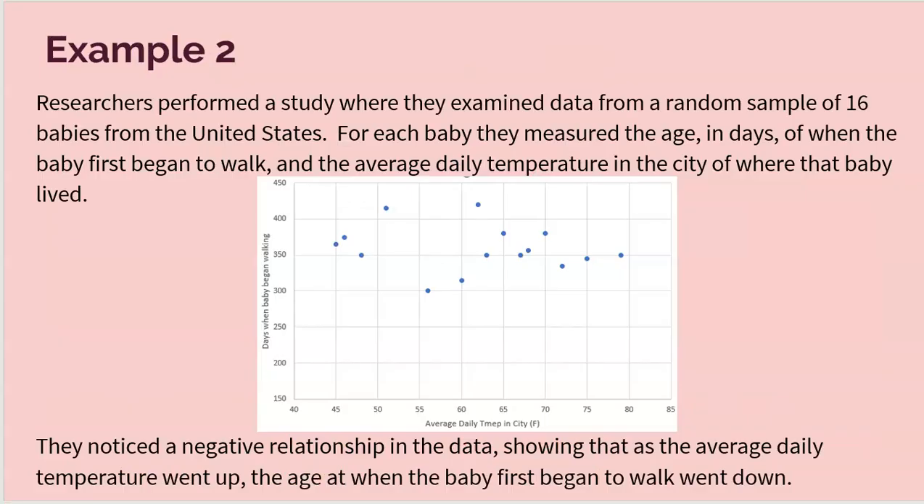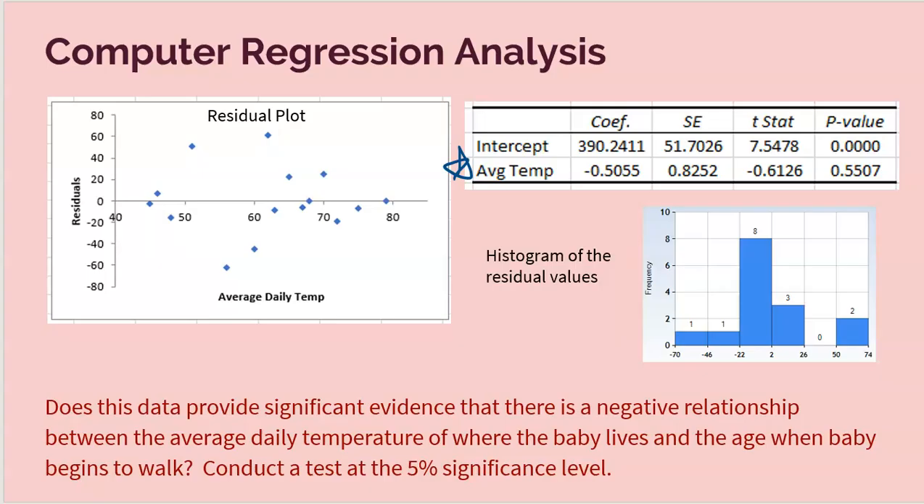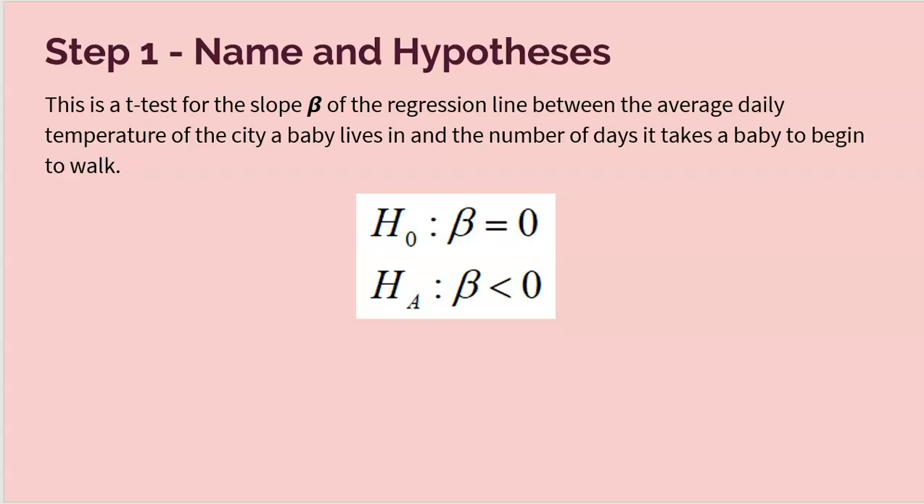We kind of see one in our data that might confirm that this is somewhat true, but the big question is, if we were to look at all babies living in all cities across the United States, would this be a negative relationship? All right, we're going to conduct a test at the 5% level. So quick review of what we did last video. We have a t-test for the slope between the variables of average daily temperature in a city where a baby lives and the number of days it takes for a baby to begin to walk.